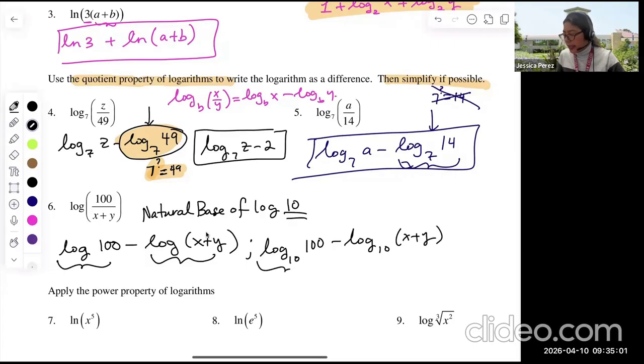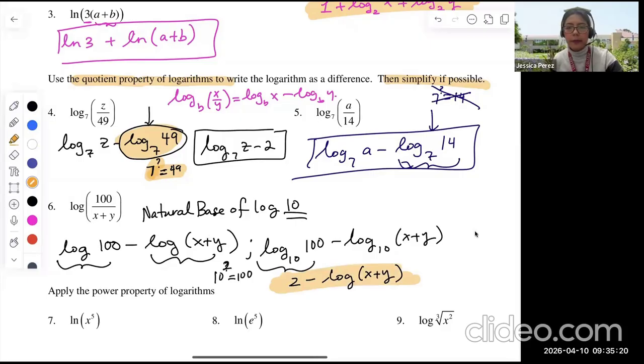Now again, log base 10 of 100 can simplify. 10 to the what power gives you 100? That's the square power. So all this becomes 2 minus log of x plus y. So if you don't see the base, it's because the base will be 10 automatically. Okay.